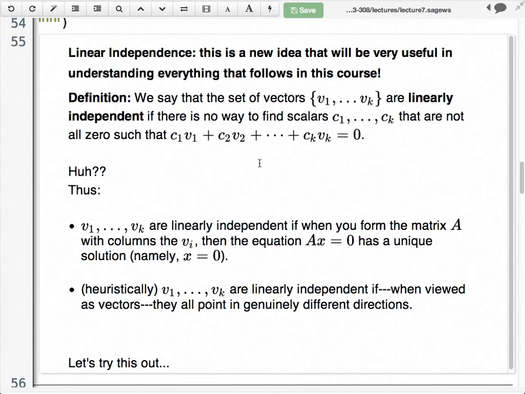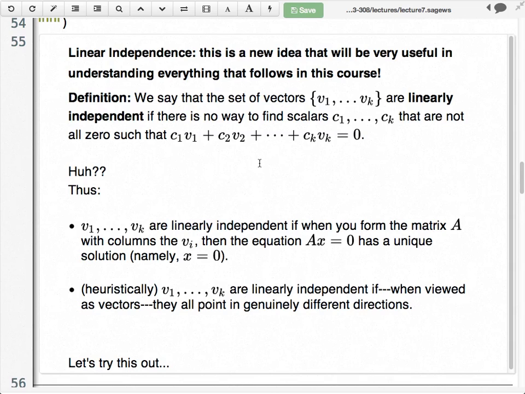So there's a unique solution and it's 0. That's what it means for a collection of vectors to be linearly independent. That's a different way of restating the definition, an equivalent way. So now let's practice with this definition to get a sense of what it really says. I'm going to write down some vectors, and then we're going to decide whether or not they are linearly independent.